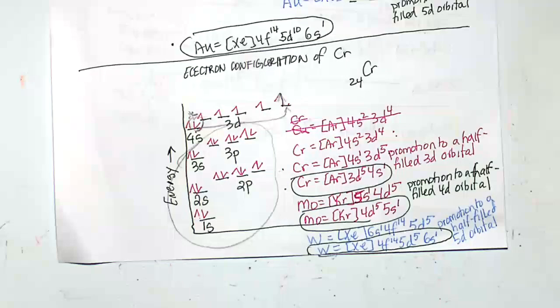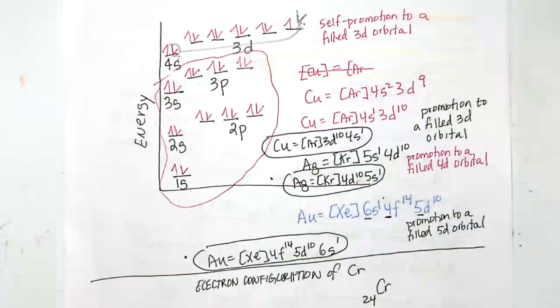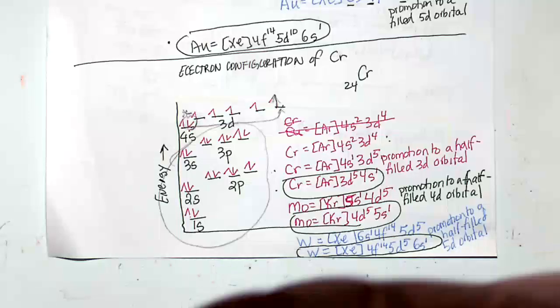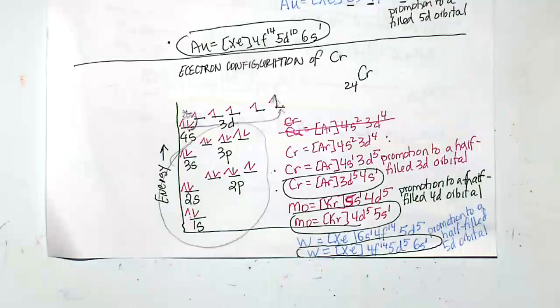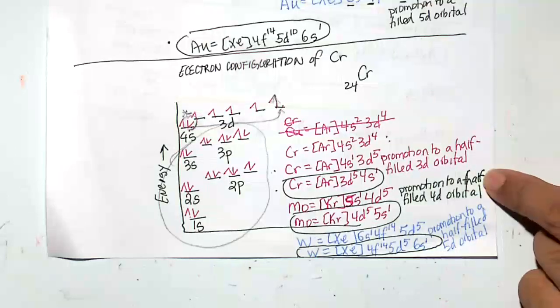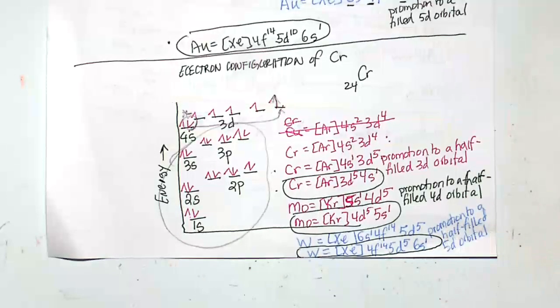All right, so there you have it. Those are the exceptions. One is an electron promoting to give you a completely filled 3d, 4d, or 5d. And another is an electron pumping itself up to give you a half-filled 3d, or a half-filled 4d, or a half-filled 5d. So those are the exceptions.